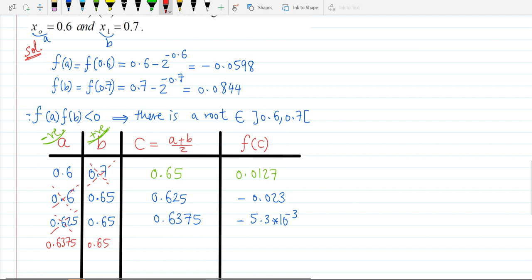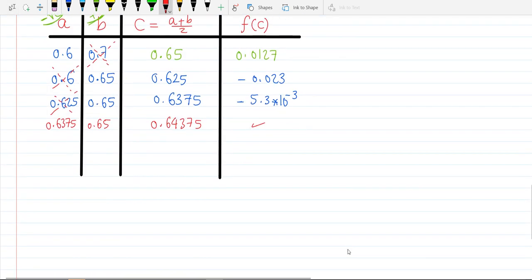And second one, to evaluate the midpoint of this one, to be 0.64375, and evaluate this value, and I will continue till I reach 3 decimal places fixed in 2 consecutive steps. So it will be, for example, 0.64212, and the next one will be 0.64237. And as you see here, we have 3 decimal digits fixed in the 2 consecutive steps.